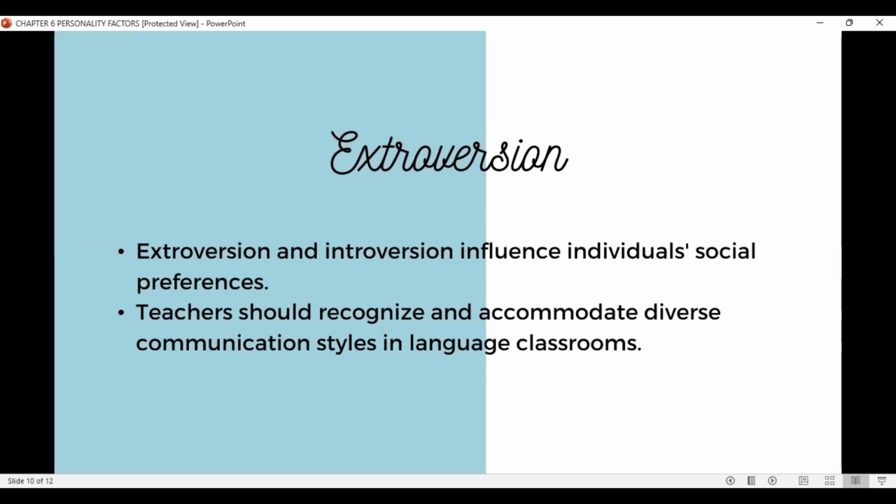Extroversion. Extroversion and introversion influence individuals' social preferences and communication styles. Teachers should recognize and accommodate diverse communication styles in language classrooms to create inclusive learning environments where all students feel valued and respected, regardless of their personality traits. This fosters collaboration, empathy, and mutual understanding among students with varying personalities. Next slide.